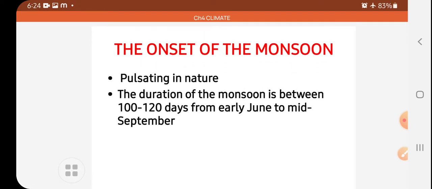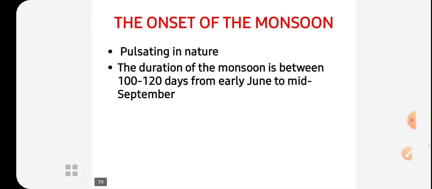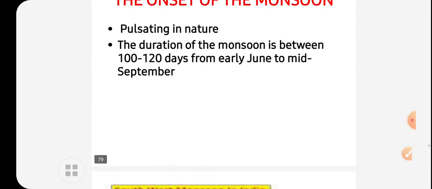Here we know that the monsoon period is 100 to 120 days, which means approximately 3.5 months. Pulsating in nature means it is not steady, but slowly it comes and is affected by the different atmospheric conditions it encounters. The east and southwest monsoon generally take place in India, coming in the month of June and remaining until the mid of September.